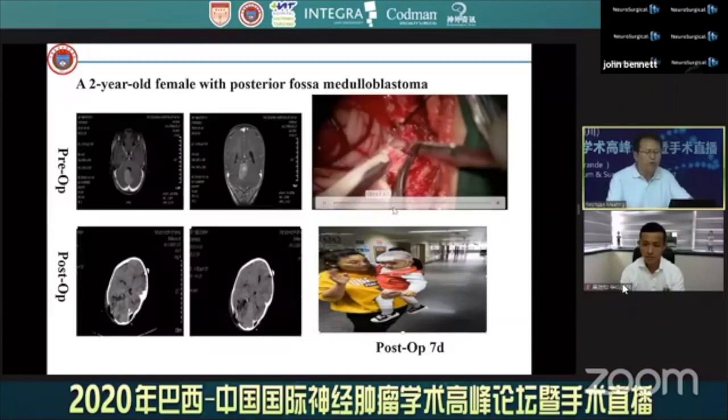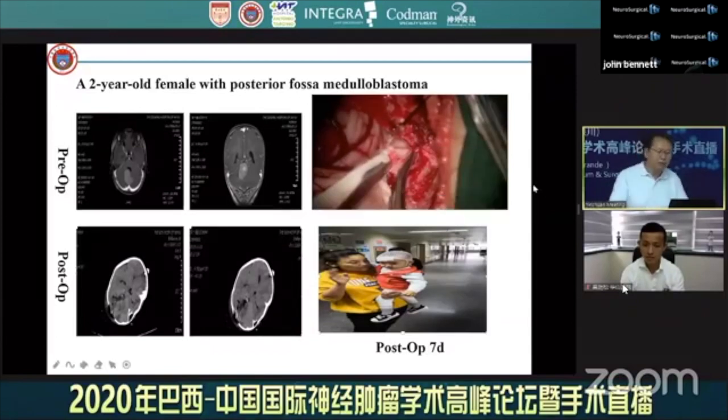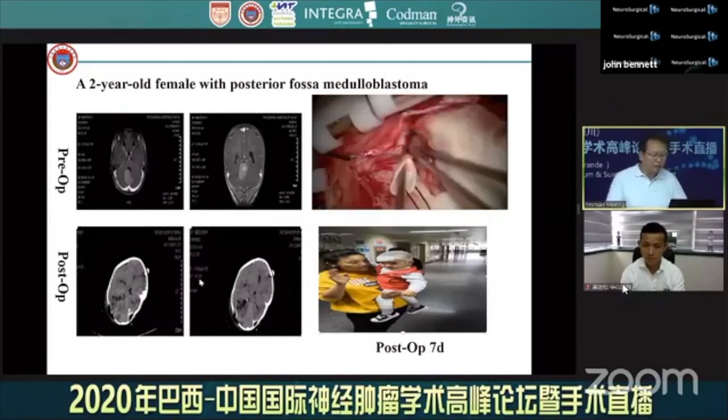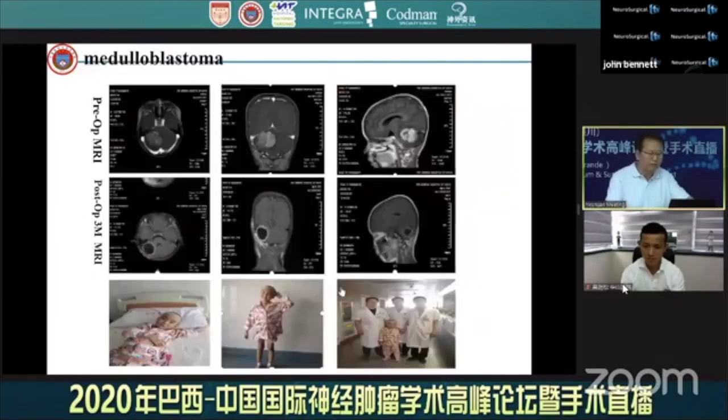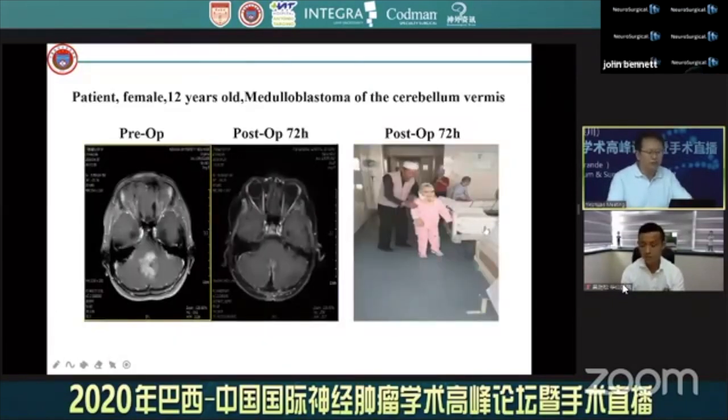So this is a 2 years old female pediatric posterior fossa medulloblastoma. It's located here, remove it, 7 days discharge. And this is also a medulloblastoma of a 22 years old, post 7 days, and he can work.